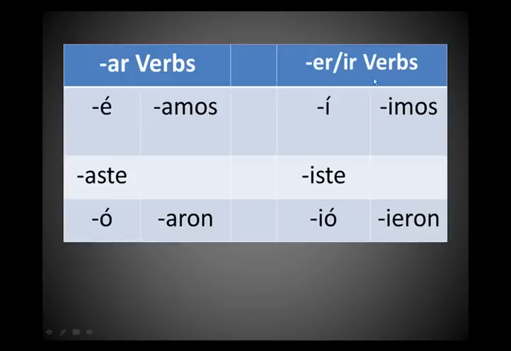You can see the ER, IR conjugations. We remove those ERs or IRs respectively and add í, iste, yo, imos, ieron. So this is the conjugation pattern. Take a moment, pause the recording, and definitely memorize this.